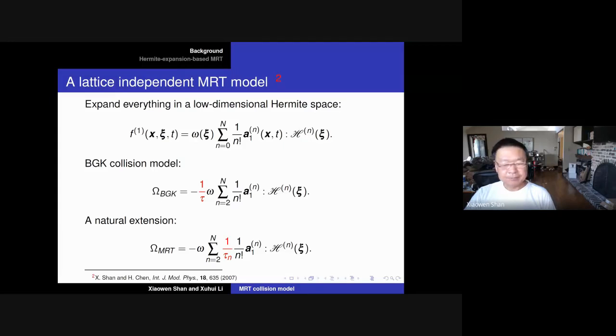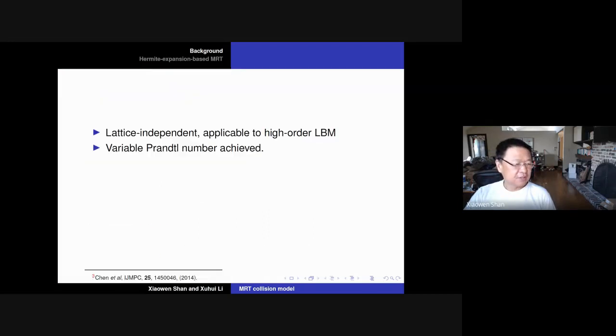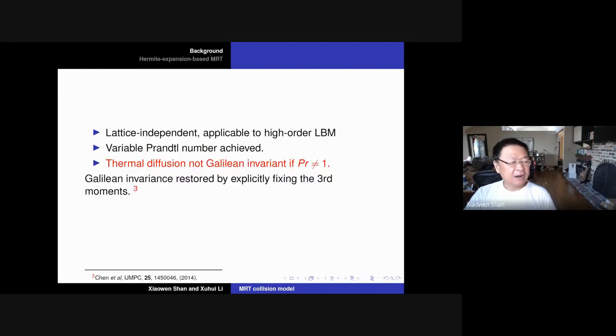If you use a higher order lattice, which allows a higher moment to be included, then you have the freedom to tune your relaxation rate to achieve the thermal independence from the viscosity. So we do achieve the variable Prandtl number, but the one leftover problem was that the thermal diffusion is not Galilean invariant if the Prandtl number is not 1. So it's kind of not perfect.